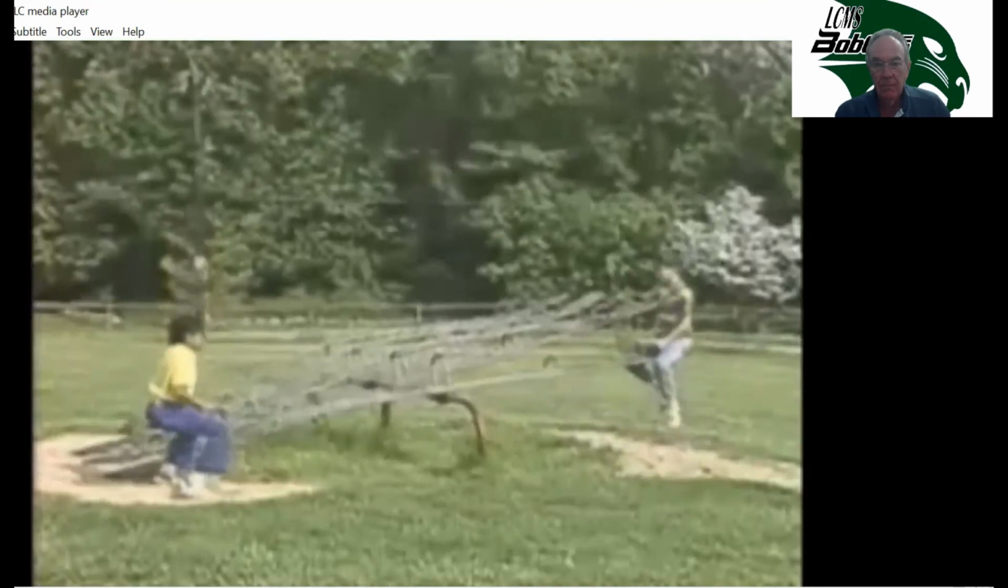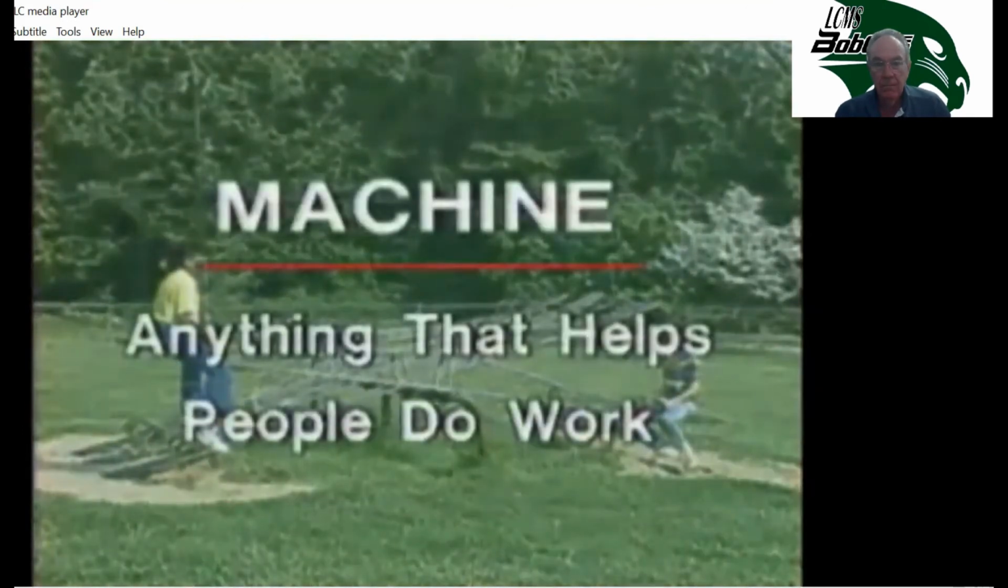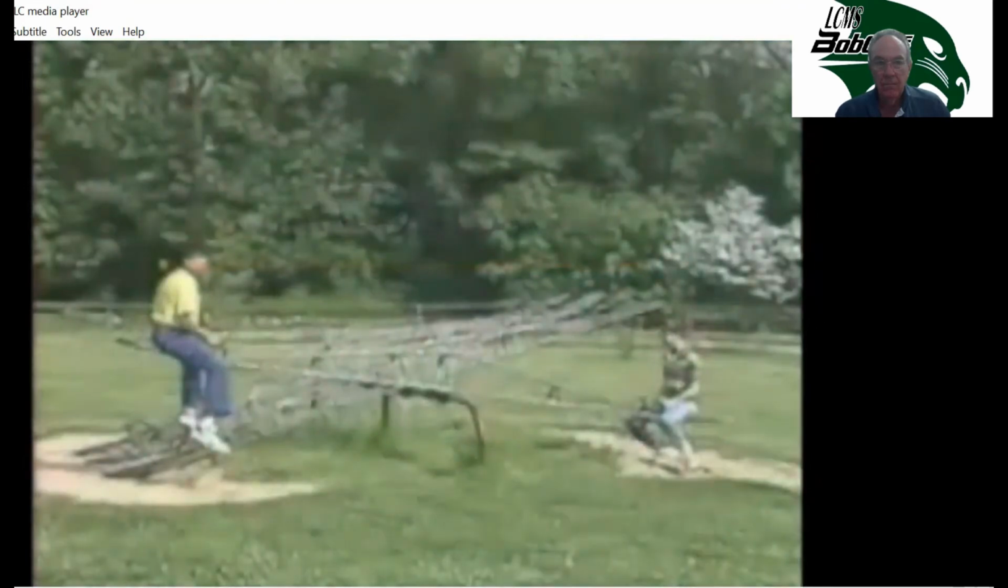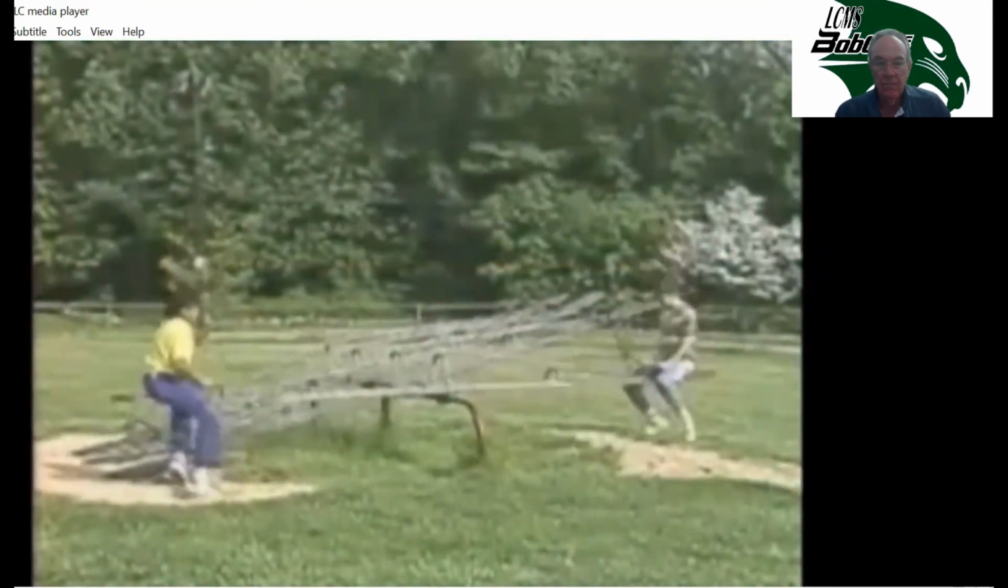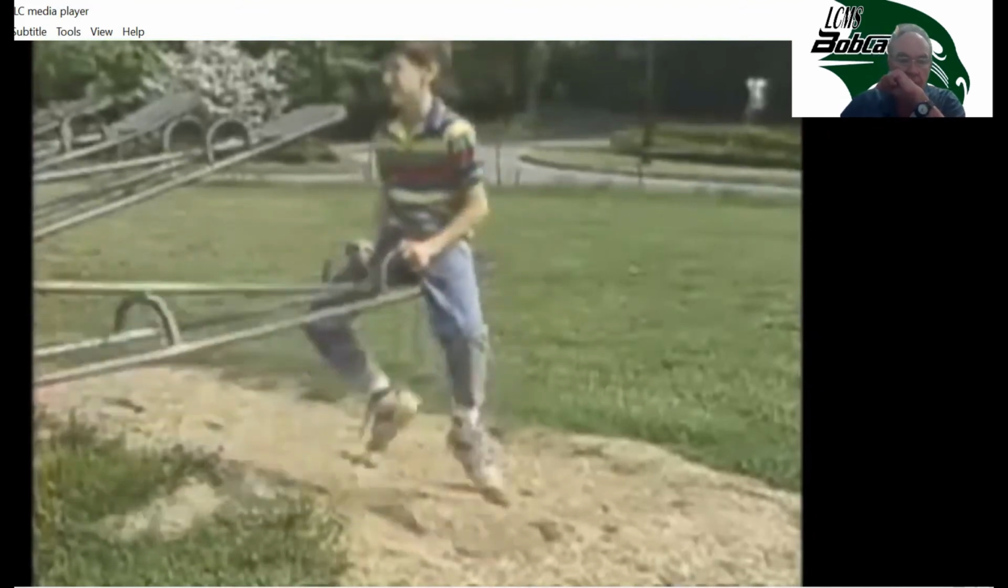Not only is there a lot of work going on, but this playground is also full of machines that help people do work. Machines on a playground? Well, in science, a machine is anything that helps people do work. Machines often help by reducing the force it takes to move something over a distance. So this seesaw is a machine because it helps these two boys lift each other up in the air.